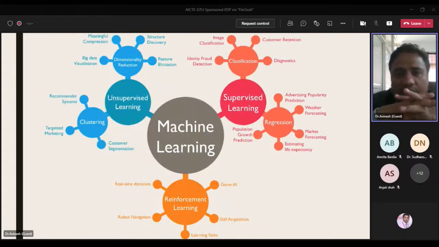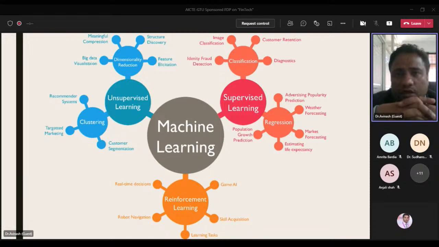Machine learning typically has three types of algorithms: supervised learning algorithms, unsupervised learning algorithms, and reinforcement learning algorithms. The supervised and unsupervised algorithms are very famous. In supervised learning, we have the regression algorithm and the classification algorithm. Regression algorithms are more suitable for advertising popularity prediction, weather forecasting systems, market forecasting systems, estimating life expectancy, and population growth predictions. Such applications are where we can apply the regression algorithm.